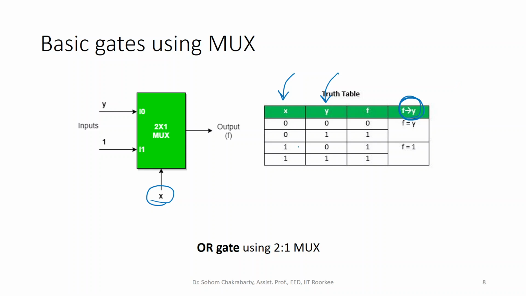So in this case, in the OR gate, you see when x is 0, f is equal to y. In these two cases, f is equal to y, and when x is 1, f is 1 no matter what y is. That means what you have to pass to I0 and I1? You have to pass y to I0 and 1 to I1.